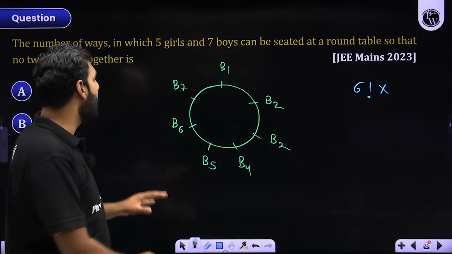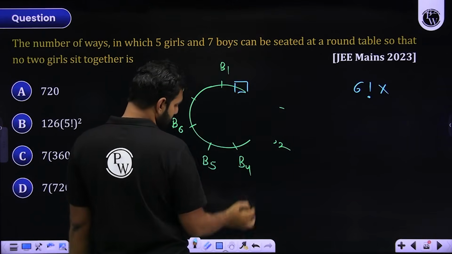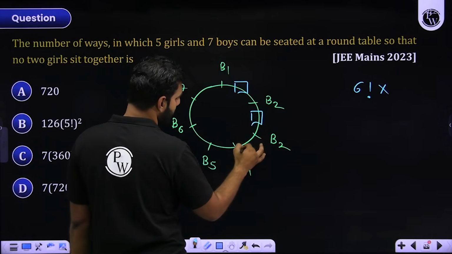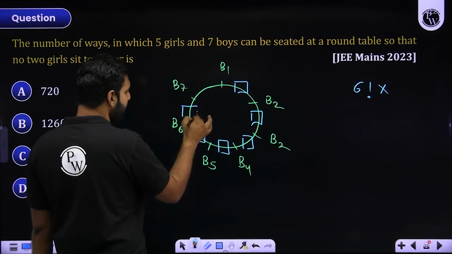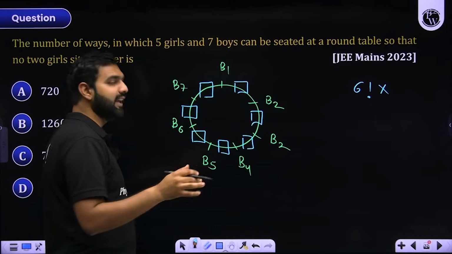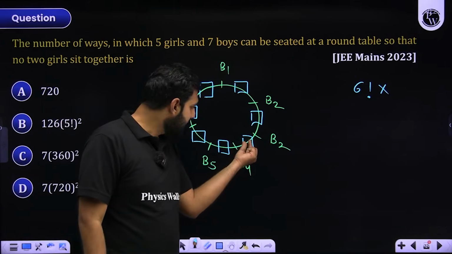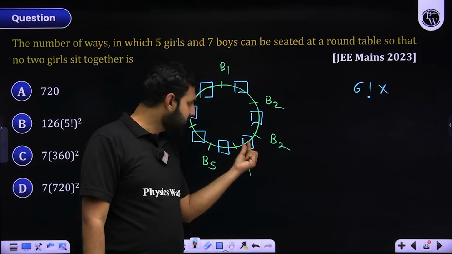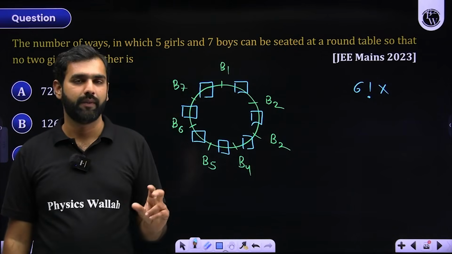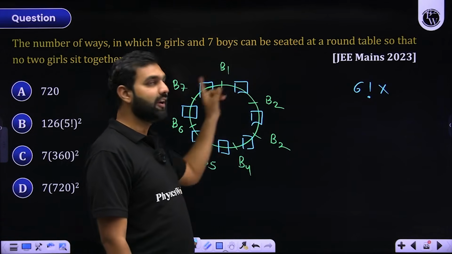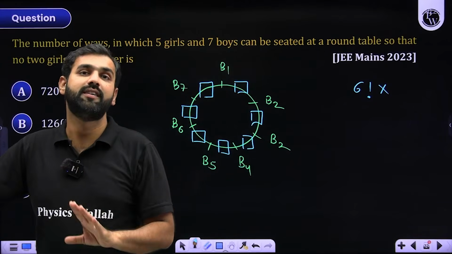Now, after I have made these boys sit, these places which I am now left with can be defined uniquely. So if someone is thinking, sir, is it still a circular arrangement? No, this is not a circular arrangement, but this place is defined uniquely. This place is the place which is to the left of B2 and to the right of B4. So every single place can be defined uniquely. This is not like a circular arrangement anymore for these girls now.